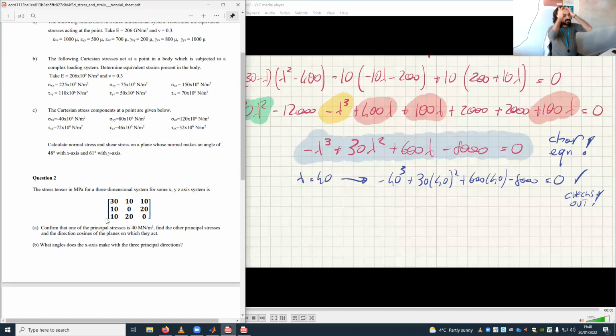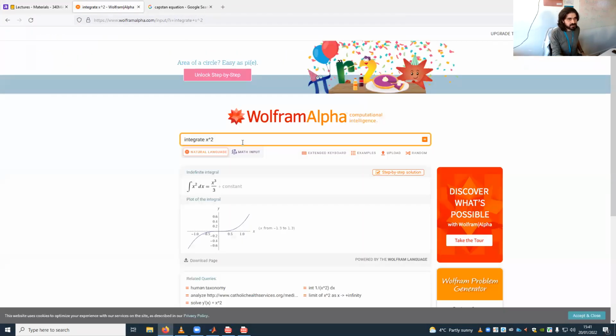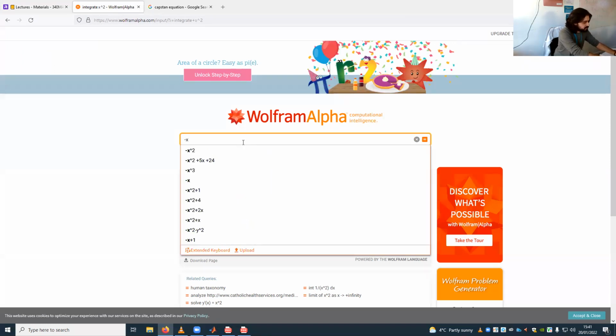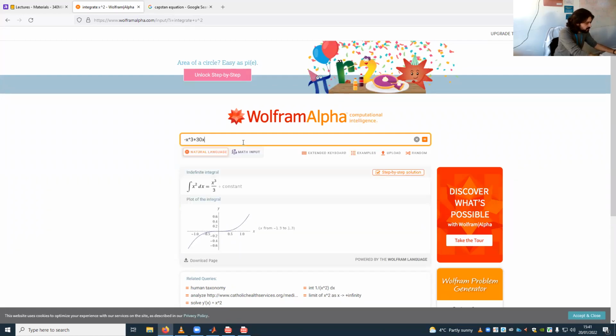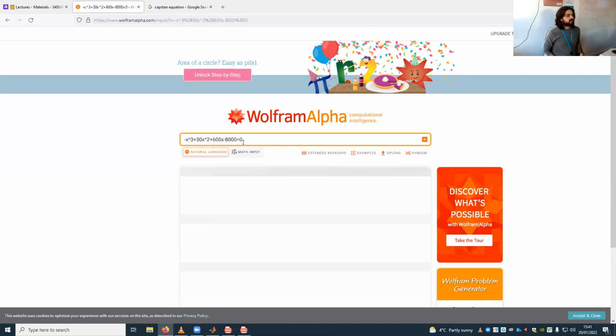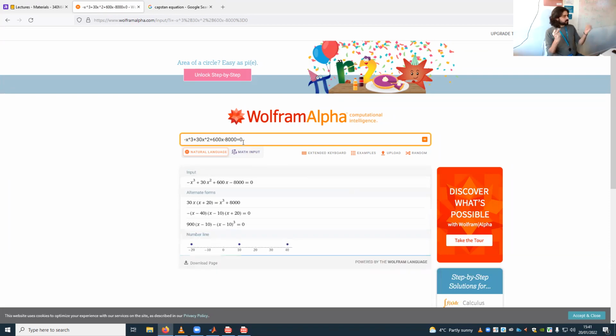All right. So we did part of part A. We need to find the other 2 principal stresses. How do we do that? You can do this with MATLAB. You can do this with Wolfram Alpha. You go here and say minus x cubed plus 30x squared plus 600x minus 8,000 equals 0. I'm using x instead of lambda because it's easier to write. You just write the equation, and Wolfram Alpha spits out all the solutions.